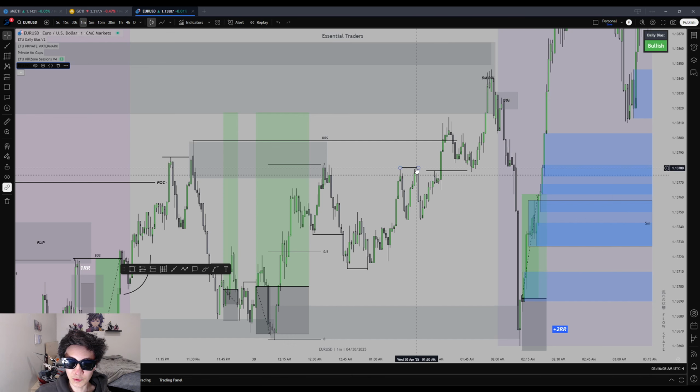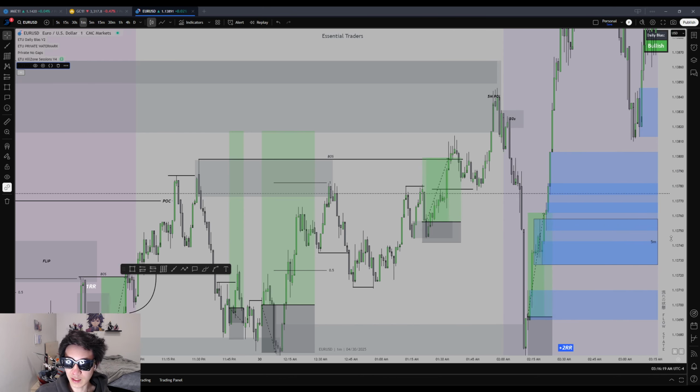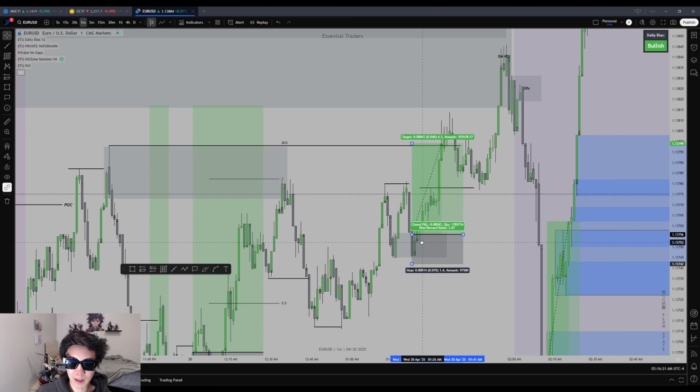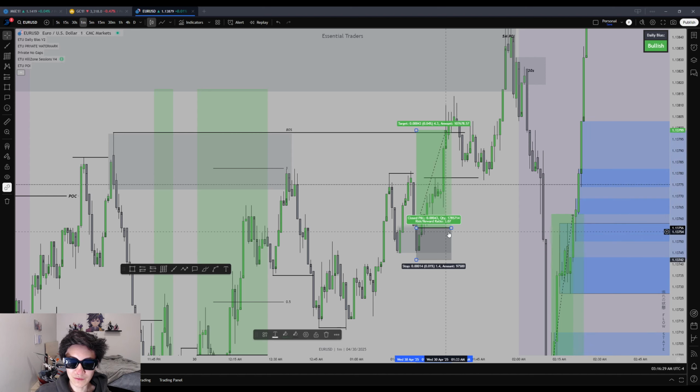And let's see if there's any more examples of potential entries. I mean, we did mitigate this PY here. Some people like to take internal continuations like this. Personally, I rarely ever take trades like this, but I know a member in the group that does take trades like this and he's profitable. So, if you want to take these type of internal continuations and you backtested it, feel free to, right?